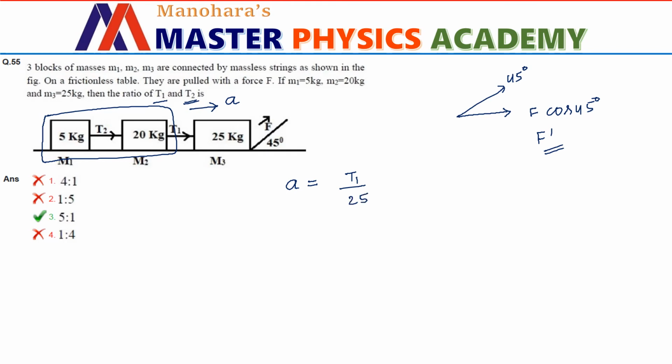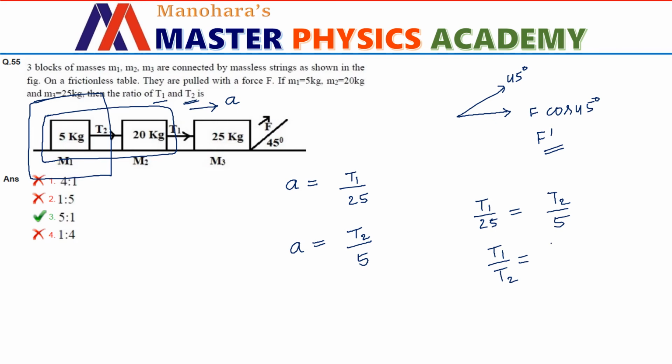This is simple. Then I will consider only this body. So acceleration for this body, that is mass m1, is also the same. For this body of mass 5 kg, it is going to be T2 divided by its mass, that is 5. Now I can compare these two: T1 by 25 is equal to T2 by 5. So T1 by T2 will be equal to 25 by 5, which is 5:1. Hence option 3 is the correct choice.